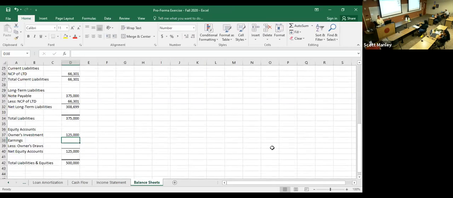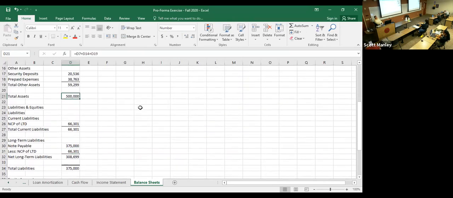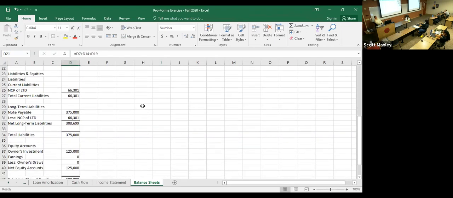Have I earned anything at this point? No, because I haven't made a sale. Have I drawn anything at this point? No. And look at here, y'all. It's magic. My total liabilities and equities, 500,000, equal my total assets, 500,000. In other words, you remember Lentera gave us that formula, that fundamental accounting equation? Assets equals liabilities plus equities, right?